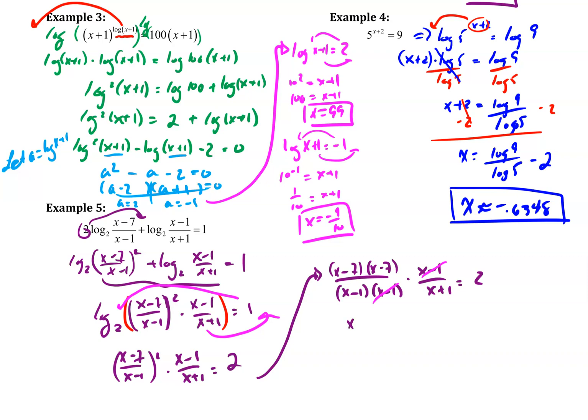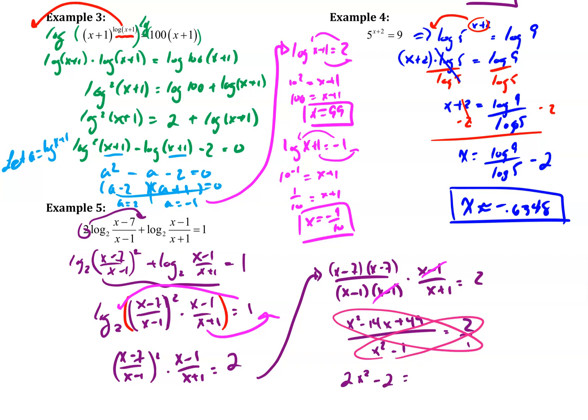This is going to get me x squared minus 14x plus 49 over, well, that's just the difference of squares, right? So that means that that's going to be x squared minus 1, all equals 2. So I put this over 1 and I can cross multiply. That'll give me this part here. So let's do this and this. So that's going to get me 2x squared minus 2 equals x squared minus 14x plus 49.